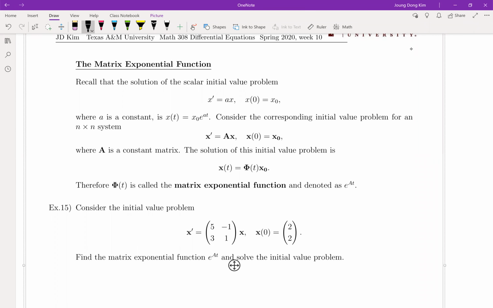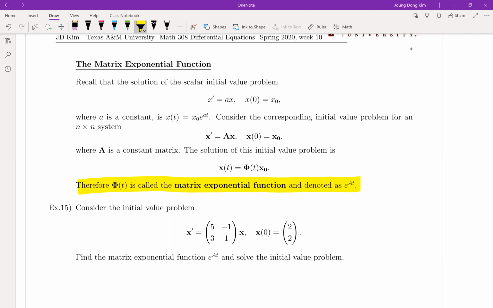Okay, let's talk about the matrix exponential function. Let me tell you the truth: the matrix exponential function is exactly the same as the fundamental matrix, which is Φ(t). We're just going to use a different name, so keep that in mind. Whenever you find Φ(t), it's called the matrix exponential function, and we notate it by e to the At.